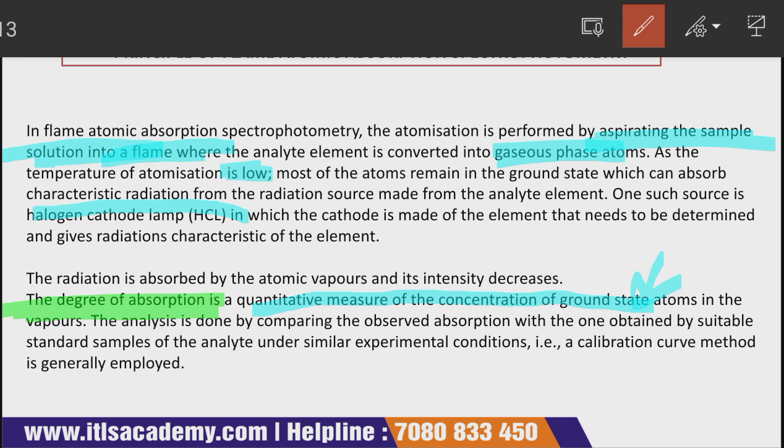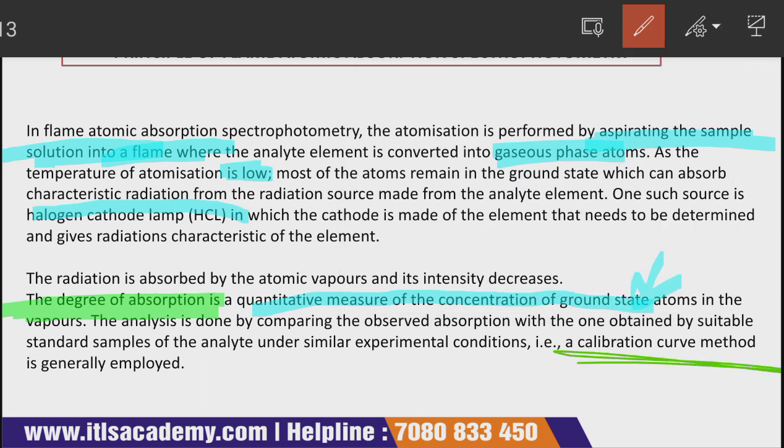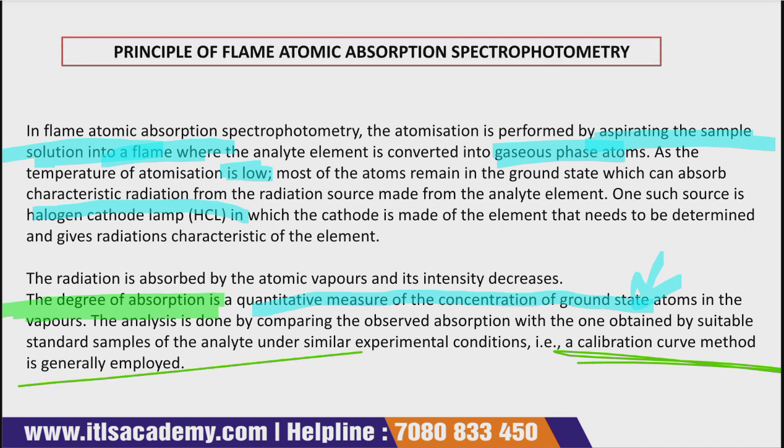So the analysis is further done by comparing the observation with one obtained by a suitable standard sample of the analyte under certain experimental conditions. So what are the experimental conditions, students? The calibration curve method is generally employed. So this is the basic principle behind flame atomic absorption spectrophotometry.